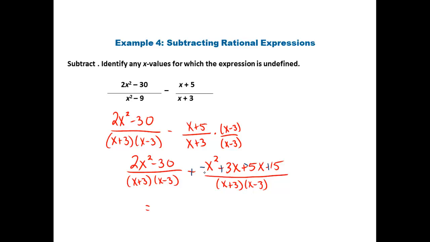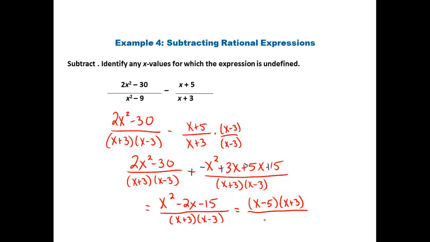Alright, so we have 2x squared minus x squared, that's just x squared. Let's see, our x's are going to be minus 2x. And then we have negative 30 plus 15 is negative 15 over x plus 3, x minus 3. Alright, and we're not done yet because if we notice the numerator, we can factor this. This is, let's see, multiples of 15 are 3 and 5, so we want the 5 to be negative so that they add up to -2.